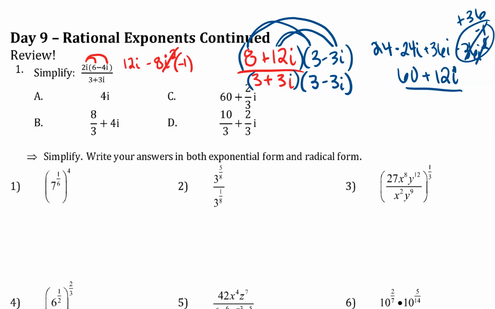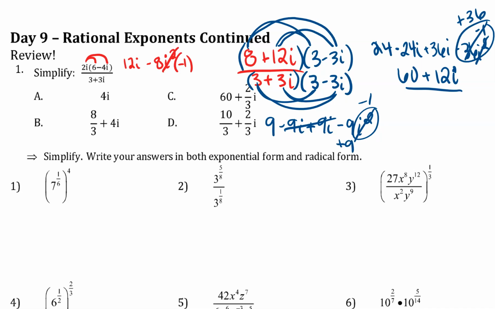Now I multiply to get the denominator. 3 times 3 is 9. 3 times negative 3i is negative 9i. 3i times 3 is positive 9i. And then 3i times negative 3i is negative 9i squared. The middle terms cancel. This term becomes negative 1 times negative 9, which is positive 9. We add another positive 9, which gives us 18.